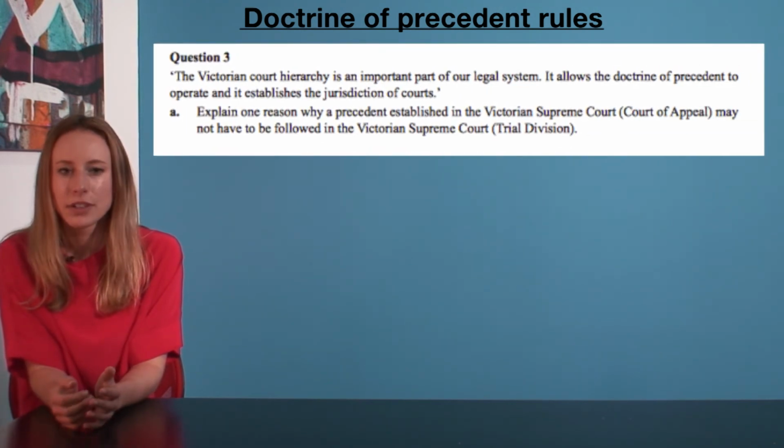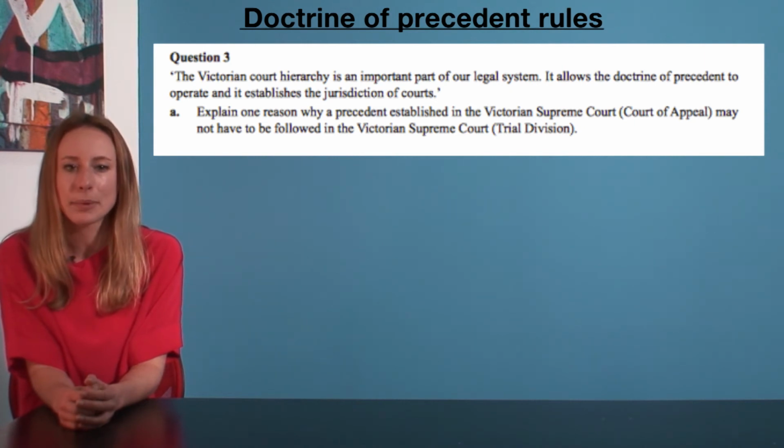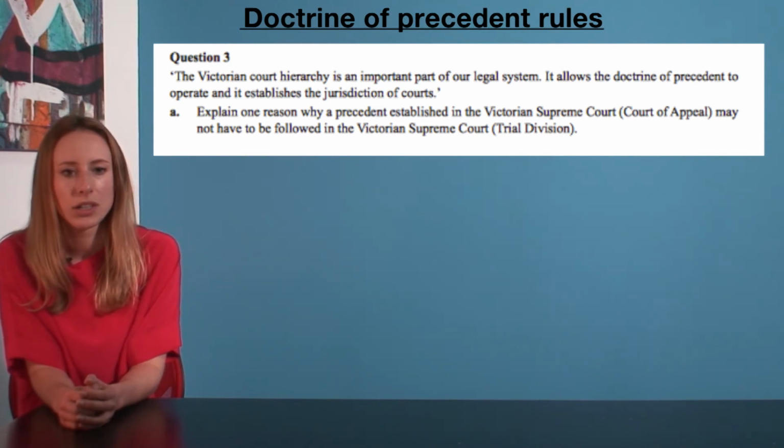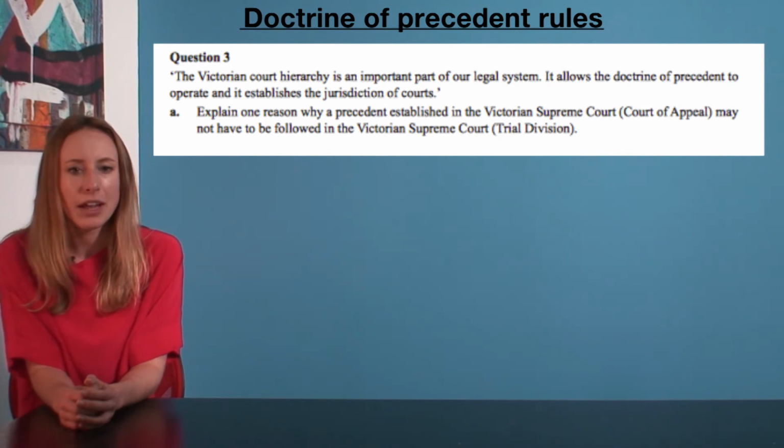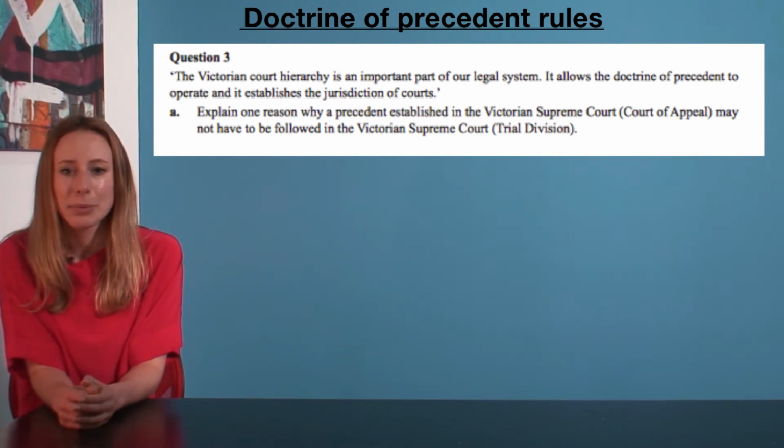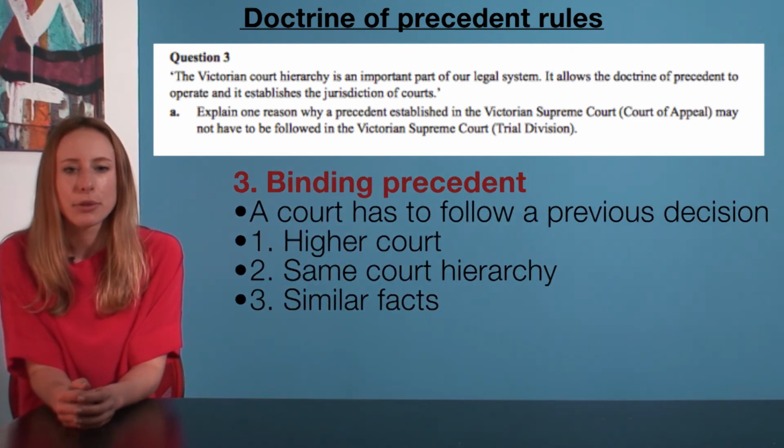In 2012, students were asked to explain one reason why a precedent established in the Victorian Supreme Court, Court of Appeal, may not have to be followed in the Victorian Supreme Court Trial Division. This question asks why the precedent may not be binding. So, let's see which of the 3 criteria this case satisfies.